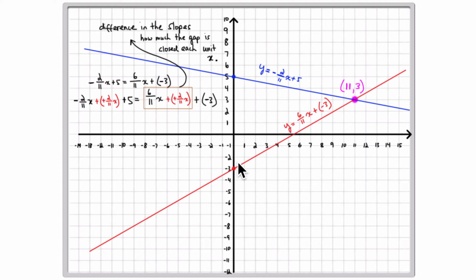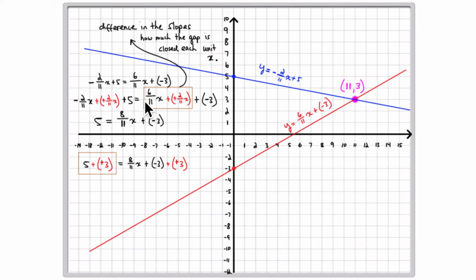So this gap is getting closer by 8/11 for each unit x. It's 8/11 actually along the y-axis. For each unit x, how many times can you do that? We're going to find out in a moment that you can do that 11 times before that gap is completely closed, which is the point of intersection. All right. So the difference in the slopes is how much this gap is closed for each unit x. 8/11, 8/11, 8/11, 8/11, and so on.